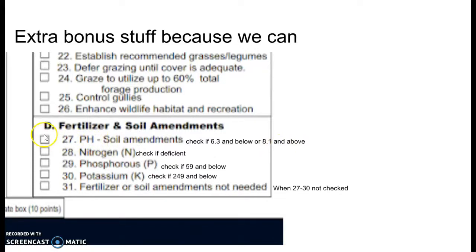So with the soil and fertilizer amendments, here's a little side information. You would check pH if it is 6.3 and below, and you would also check if it's 8.1 and above. Your nitrogen, you check if it's deficient, you check if it's 59 and below for phosphorus, and you check if it's 49 and below if it's potassium. If nothing is there, and you have no check marks between 27 and 30, you then check number 31.